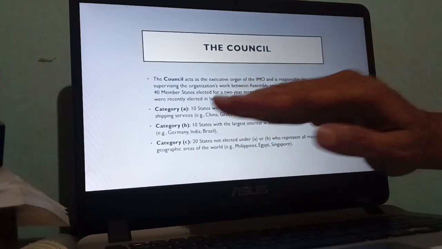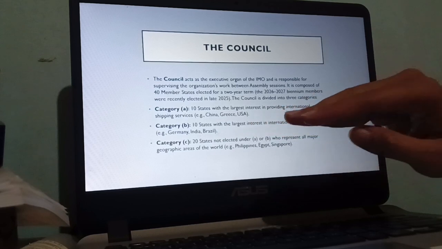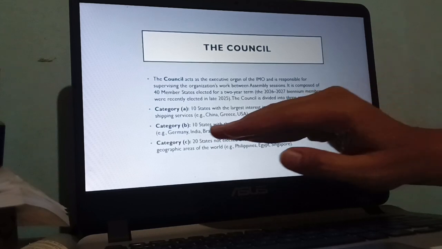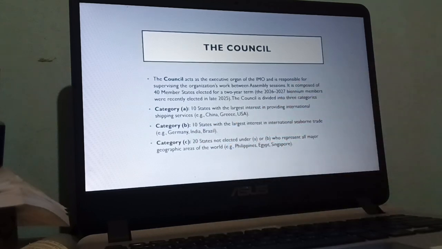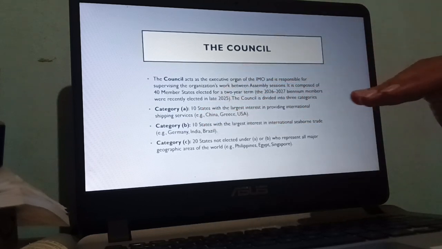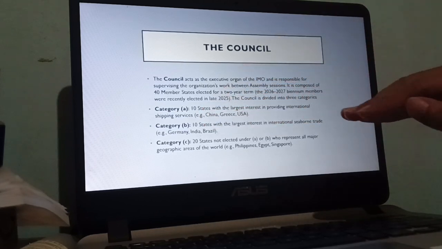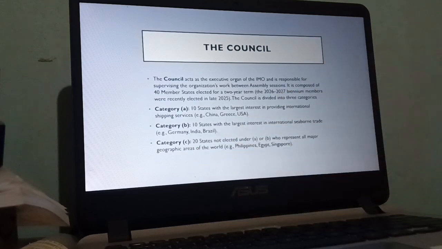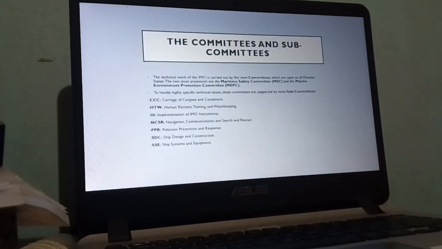The second, Category B, states with the largest interest in international seaborne trade like Germany, India, and Brazil. And the last, Category C, 20 states not elected under A and B who represent all major geographic areas of the world like Philippines, Egypt, and Singapore.